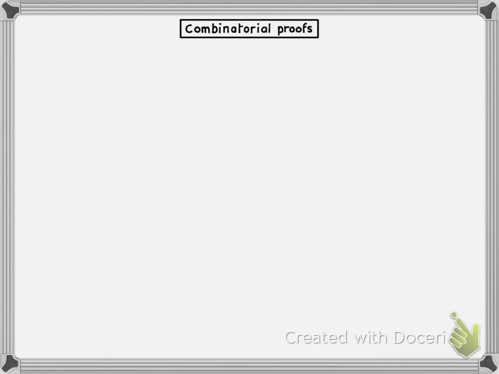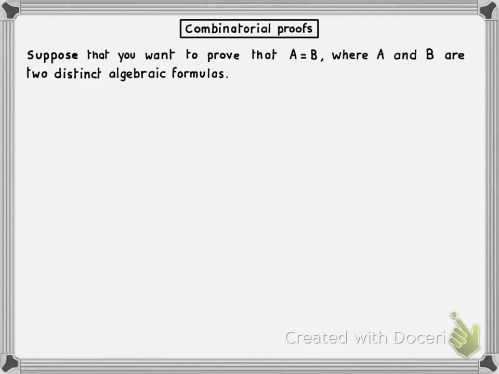Welcome back. In this segment, we're going to introduce a new proof technique called a combinatorial proof. This proof technique applies to theorems of the form A equals B, where A and B are two distinct algebraic formulas. Now, we already know techniques for proving these theorems.